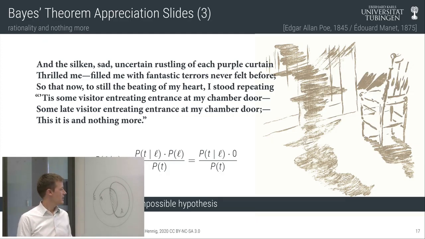So by changing the prior distribution, you can actually convince yourself of more or less anything. And that's, of course, something people are often worried about when they think about probabilistic reasoning.